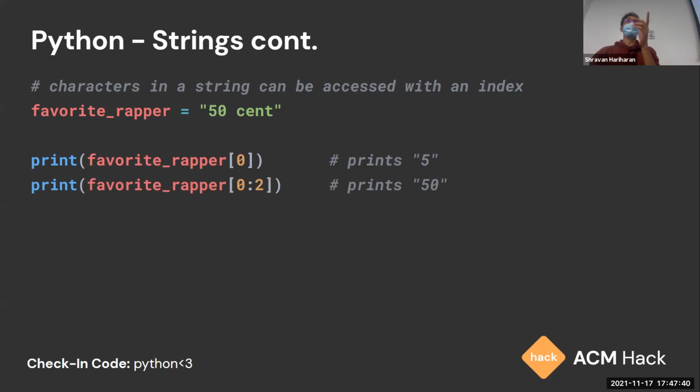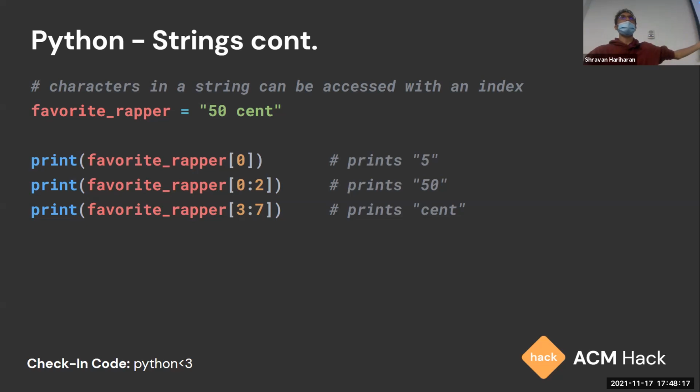We can also do something called slicing, which is interesting. Here we can get a substring out of a string using the colon syntax. Here we can go from 0 to 2 exclusive, which means it prints the 0th and 1st character in the string. So this would print 50. 3 to 7 would print cent, because we start at index 3, which would be the C, and we would do 3, 4, 5, 6. So that would be cent.